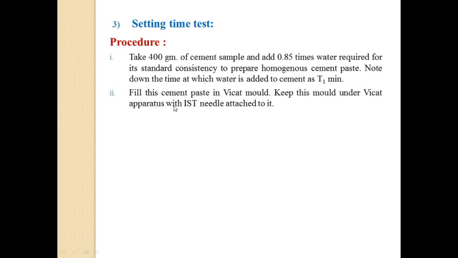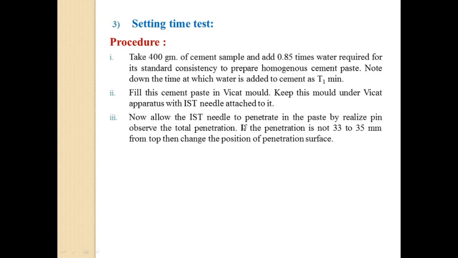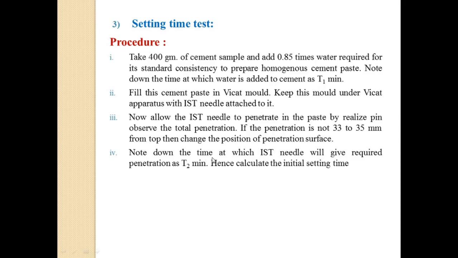After that, fill this cement paste in the Vicat mould, and keep the mould under the Vicat apparatus with the initial setting time needle attached to it. Then allow this initial setting time needle to penetrate into the paste by releasing the pin, and observe the total penetration. If the penetration is not 33 to 35 mm from top or 5 to 7 mm from bottom, then change the position of the penetration surface. Then note down the time at which the initial setting time needle gives the required penetration, that is from top 33 to 35 mm.